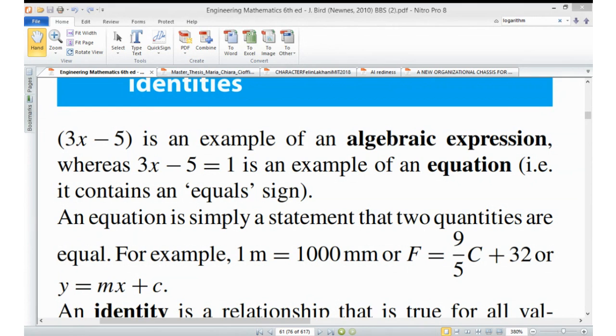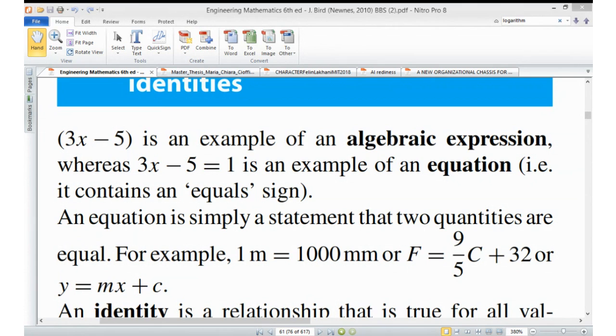And the most commonly known equation is y is equal to mx plus c, which is an equation of a straight line, where m is always supposed to represent the gradient. So this is one of the equations that is commonly known.